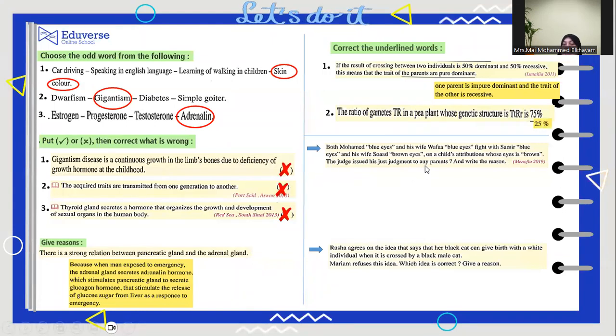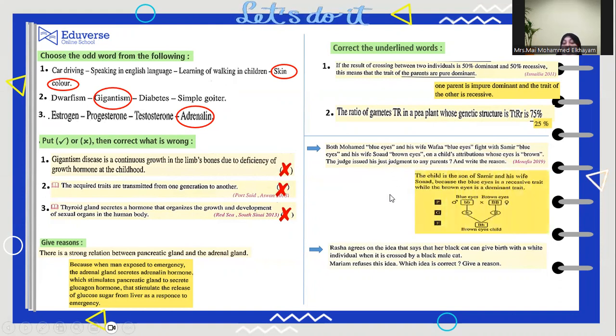Mohammed with blue eyes and his wife Wafa with blue eyes fight with Samir with blue eyes and his wife Suad with brown eyes over a child whose eyes are brown. The judge issued his just judgment. If the child is brown, can he come from two recessive parents, blue eyes and blue eyes? For sure not. So the child is the son of Samir and his wife Suad, because blue eyes is a recessive trait, while brown eye is dominant, and it can come only from a dominant parent. So for sure, Suad.